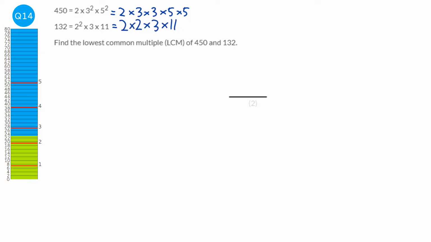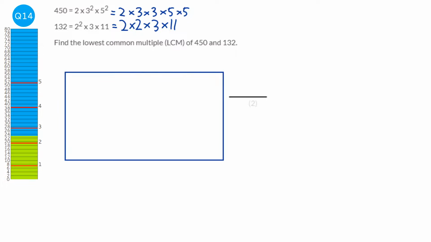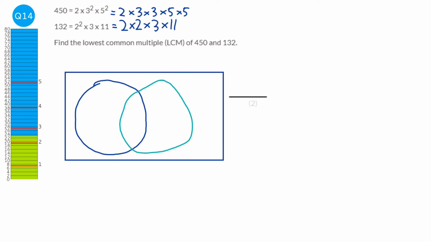Now I'm going to put these into a Venn diagram, and so I'm just going to draw out a Venn diagram and get my 2 circles, because we're going to have the 450 and the 132. So 450 is on the left hand side and 132 is on the right hand side. And we're going to start just filling out the Venn diagram. So they both have a 2 in them and they both have a 3. But 450 has a 3, a 5 and a 5. And 132 has that 2 and the 11.